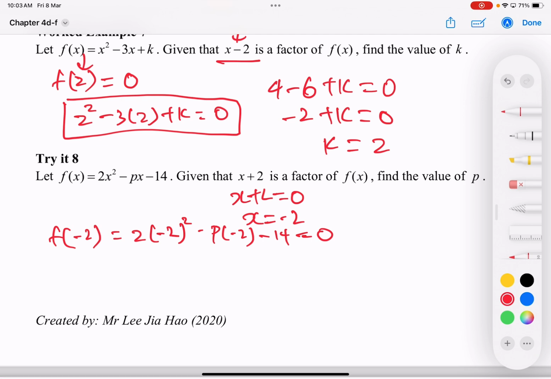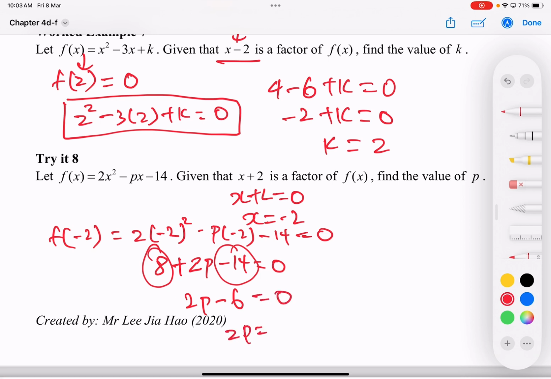So you just finish this working. 2 squared gives me 4. 4 times 2 gives me 8. 8 minus, gives me plus 2p, minus 14 is equal to 0. So I combine these two. 8 minus 14 gives me negative 6, equals 0. So therefore 2p is equal to 6, p is equal to 3.